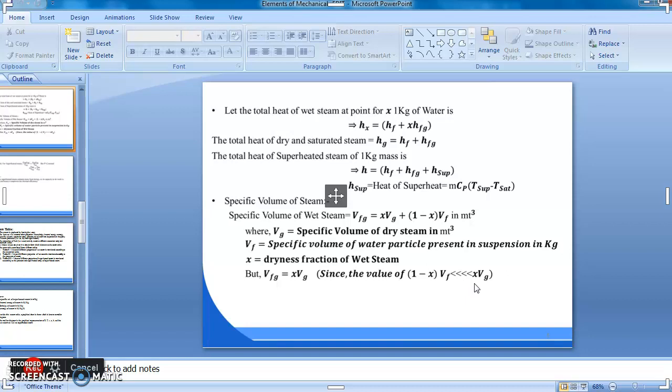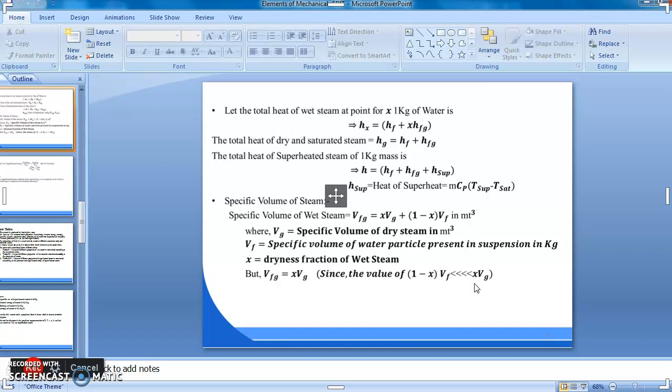So, to calculate the sensible heat of water, the equation is hf equal to m Cp (T2 minus T1). The specific heat value is 4.2 kilojoule per kg degree Kelvin, and T2 minus T1 is the temperature difference between the higher temperature and the lower temperature. Here T1 is 0 degree centigrade, and temperature can be measured only by using the unit Kelvin.